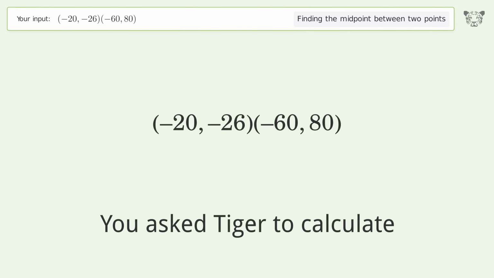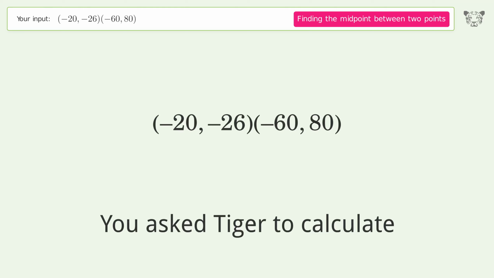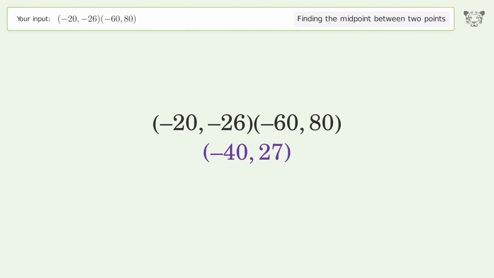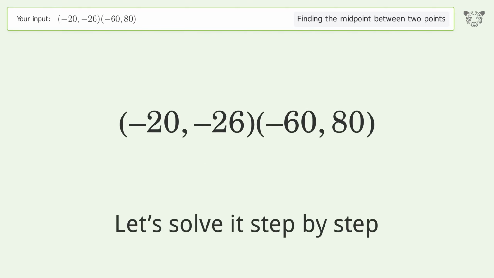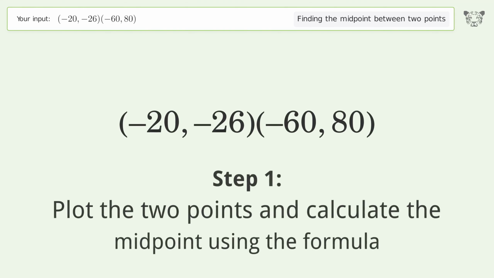You ask Tiger to calculate. This deals with finding the midpoint between 2 points. The midpoint between the 2 points is -40,27. Let's solve it step by step. Plot the 2 points and calculate the midpoint using the formula.